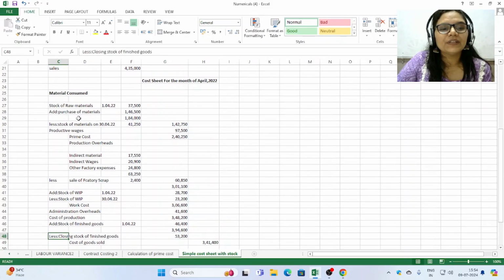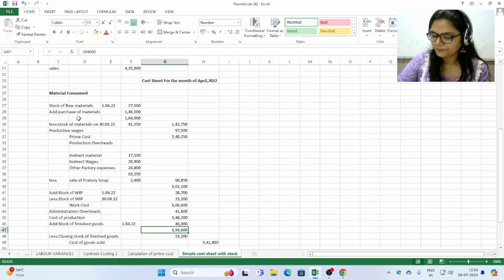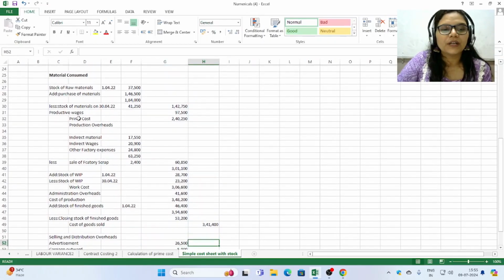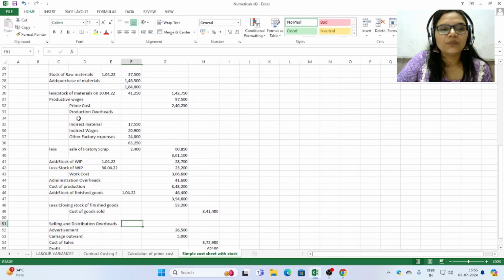In work cost, we will add administration overheads 41,600. We will get the cost of production 3,48,200. Add stock of finished goods 1st April, we will get 46,400, and after deducting closing stock of finished goods, we will get the cost of goods sold as 3,41,400. Selling and distribution overheads, we will add all selling and distribution overheads to cost of goods sold.